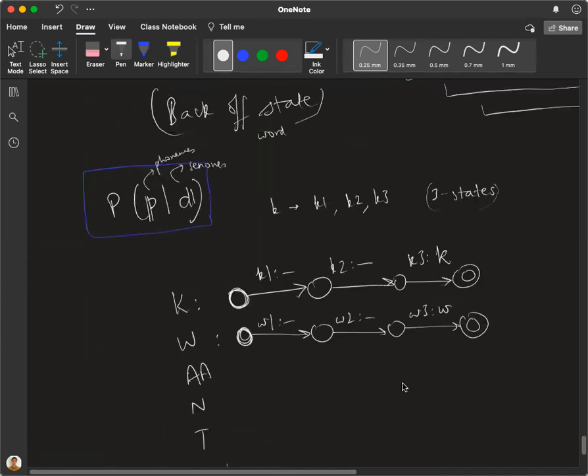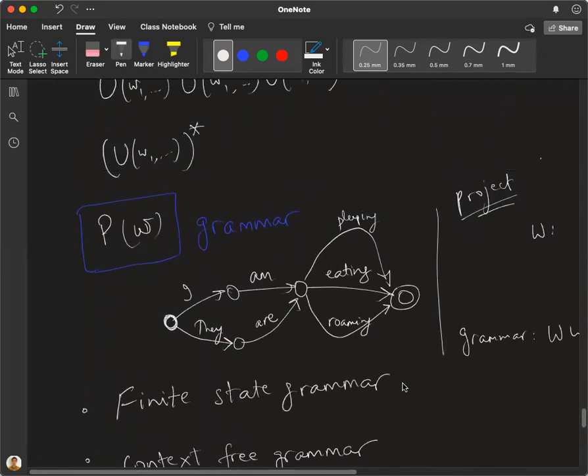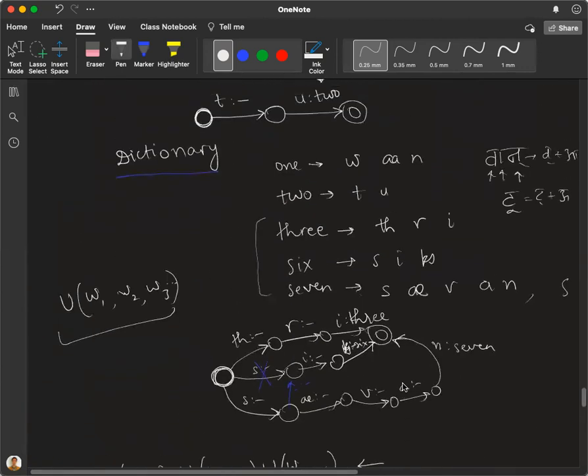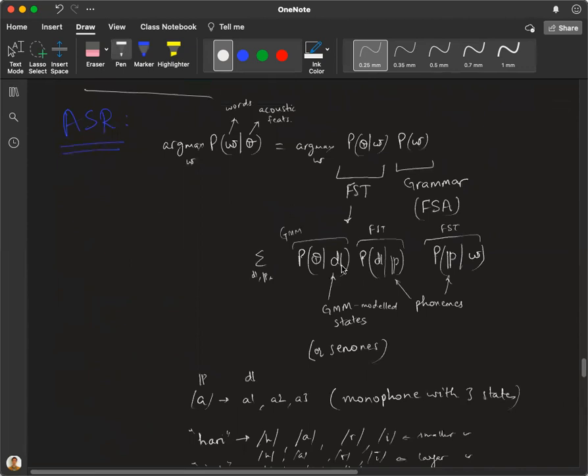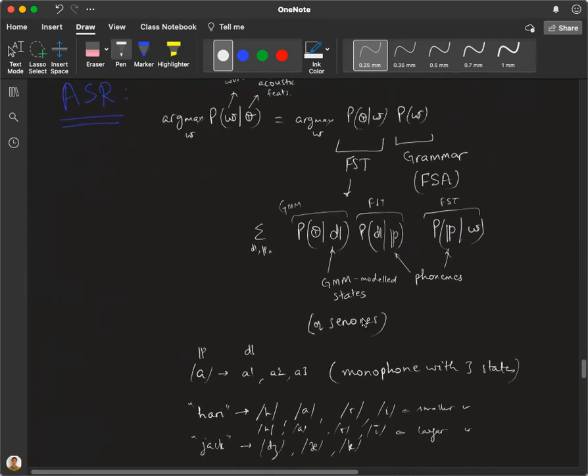Now, what is left? Something very important is coming up: probability of O given D. This is something you have to pay attention to.